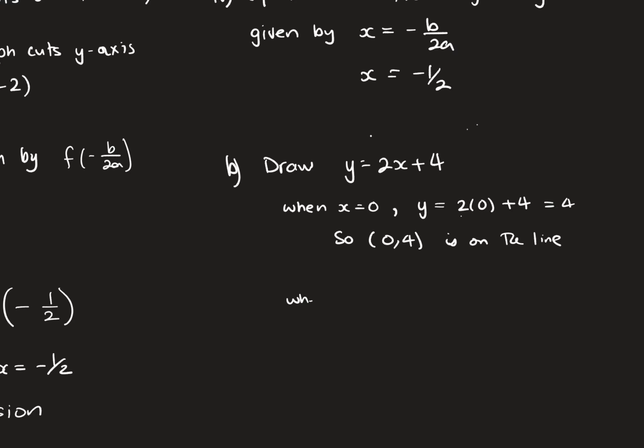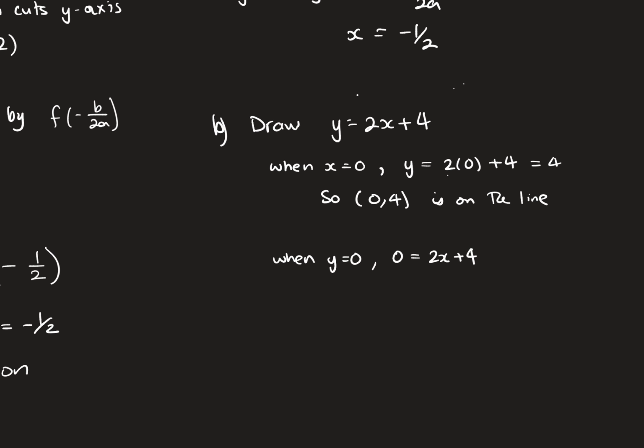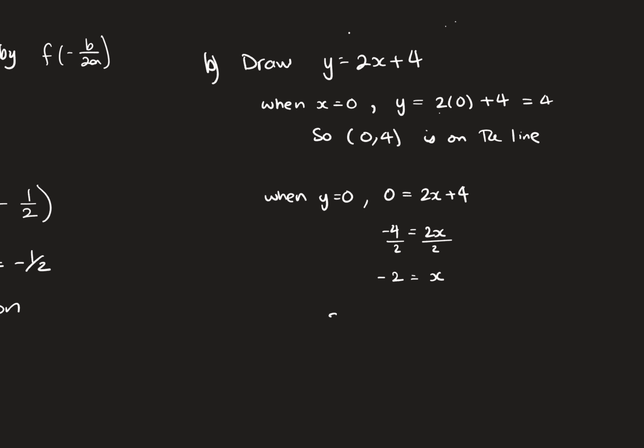And then when y is equal to 0, what happens then? We have 0 is equal to 2x plus 4. And we solve this equation for x. So then we have minus 4 is equal to 2x. And x is equal to minus 2. So minus 2 and 0 is on the line.